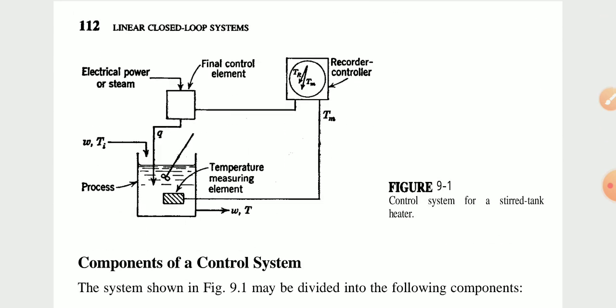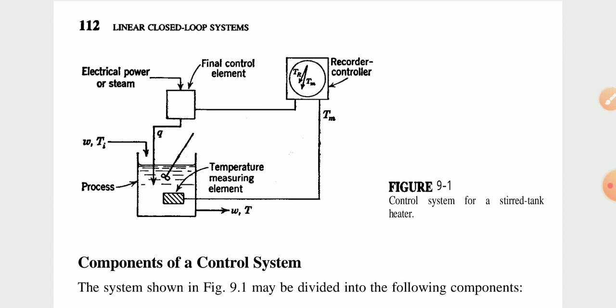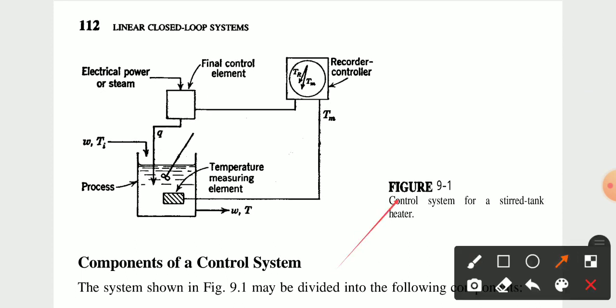This figure is the control system for a stirred tank. We will see the components of a control system. The main part is the control system for a stirred tank. There is a measured temperature, the inlet temperature, and the mixing part. The process is given, and a temperature measuring element is given. There is electric power or steam, the final control element, and the recorder controller. This is the introduction for the block diagram, the control system for a stirred tank.